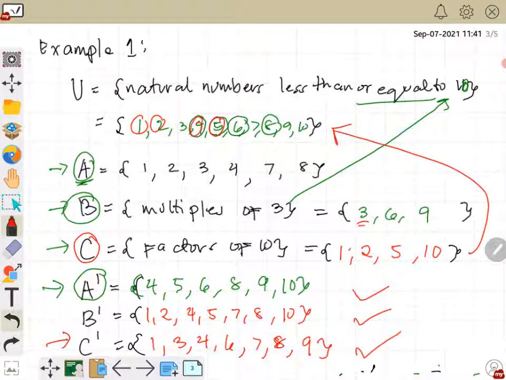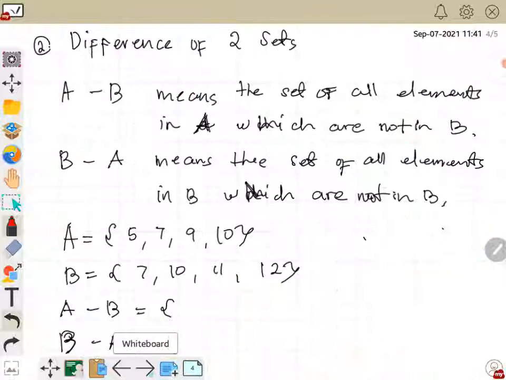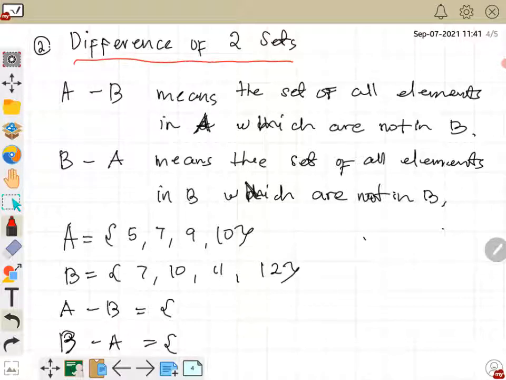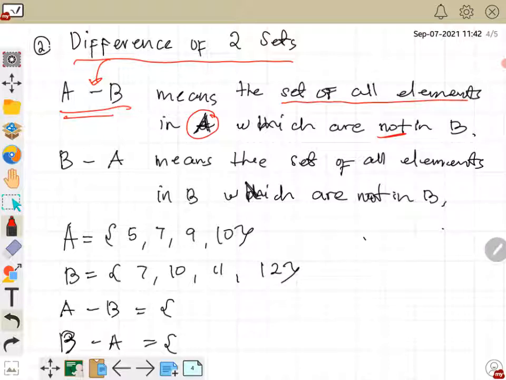So now let's go to our next operation on sets. We have the difference of two sets. Okay. So when we say the difference of two sets, let's just say A minus B, the word difference means minus. Okay, A minus B, meaning this is the set of all elements that we can actually find in A but not in B. Okay, you can find it in A but not in B.